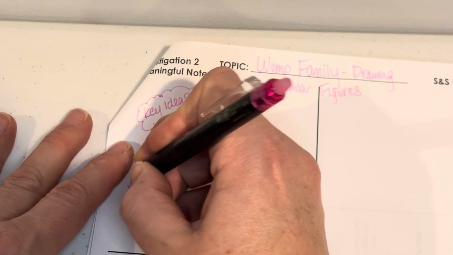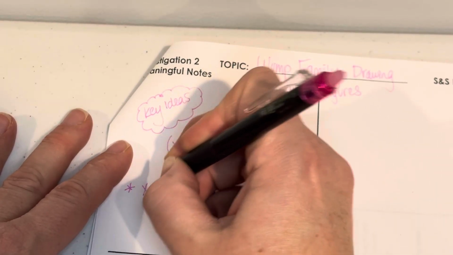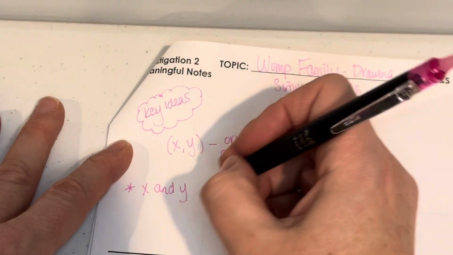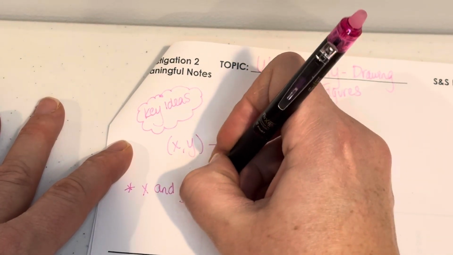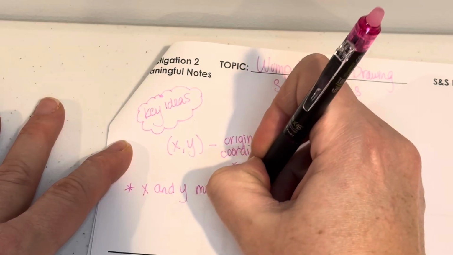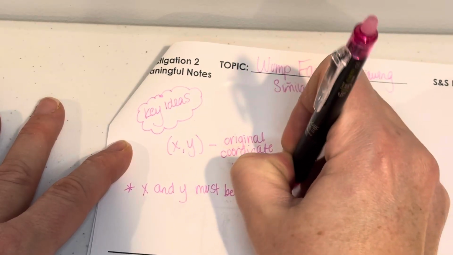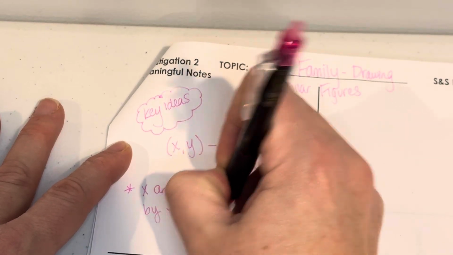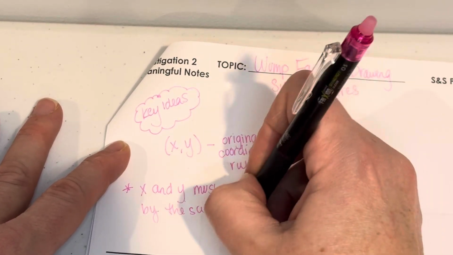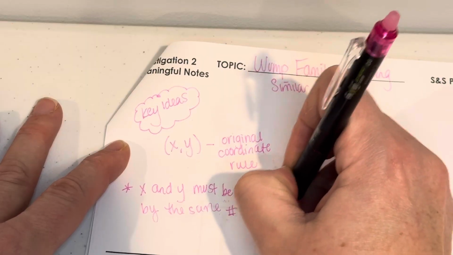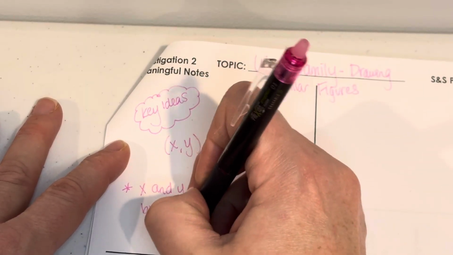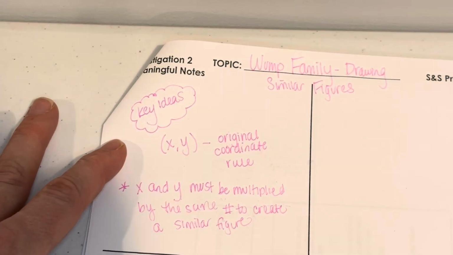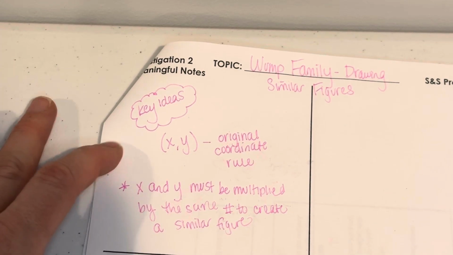So a key idea for that, you can jot down that X and Y must be multiplied by the same number to create a similar figure. Has to be the same number.